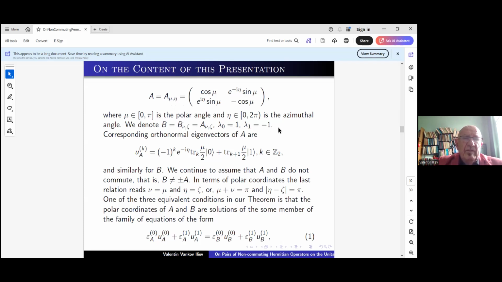And the corresponding eigenvalues are lambda 0 is 1, and lambda 1 is minus 1. This is just a notation. And here are the corresponding orthonormal eigenvectors. See, this is a strange notation because there are neither cosine nor sine, but they are included here. And I'll explain how we can define this trigonometric function of some angle. Let's go back to the notations.